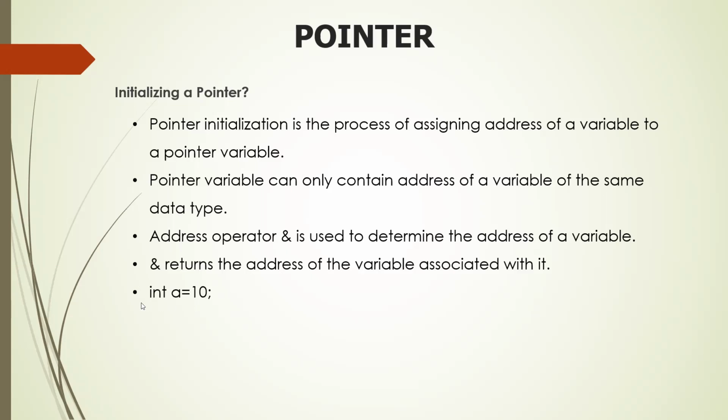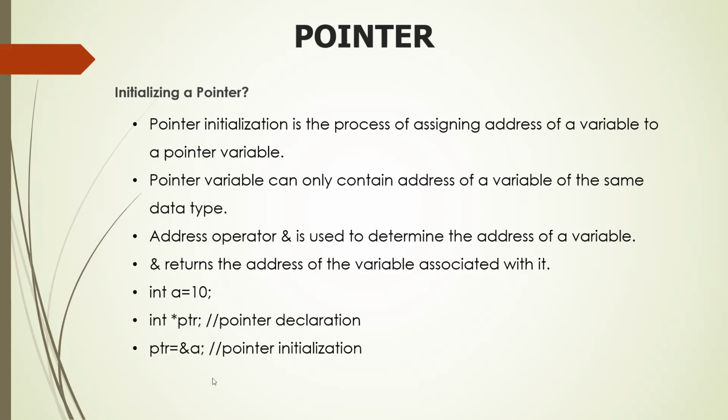So this is how you declare and initialize a pointer. There is one variable with a value, int a = 10. Then you declare a pointer of the same data type integer, int *ptr. Then you give ptr = &a. So pointer ptr will have the address of a, in which address the value 10 is stored.